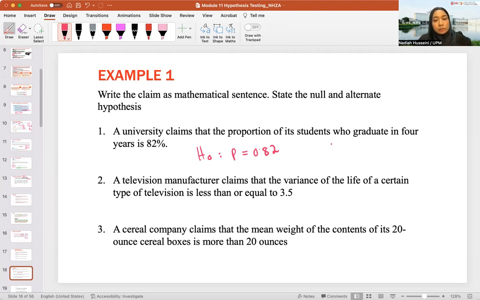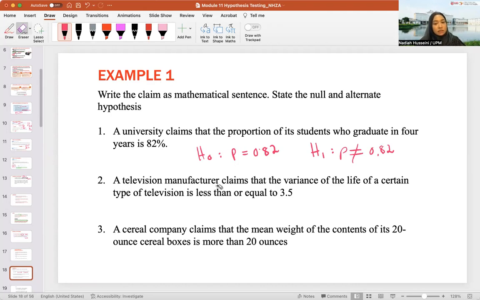Proportion meaning the probability. And the alternate hypothesis would be, what's the opposite of this? So everyone's just lost. P is not equal to 0.82. This is your alternate hypothesis. Again, you don't have to overthink things.